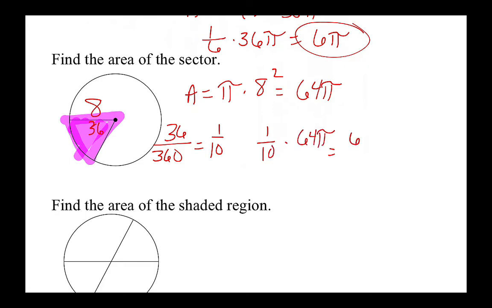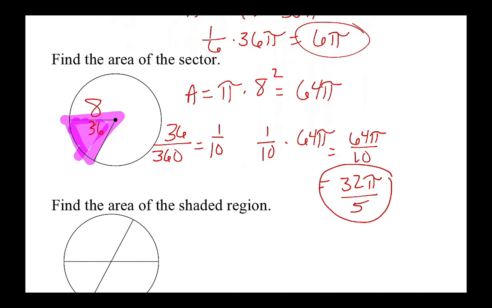If we have one piece out of 10 of that circle, then we can say 1/10 of the 64 pi is going to equal 64 pi over 10. Now this we can reduce. 64 and 10 both would be divided evenly by 2, so we're going to say this is actually 32 pi over 5, and we can't reduce any farther than that. This is the exact area of the sector of that circle.